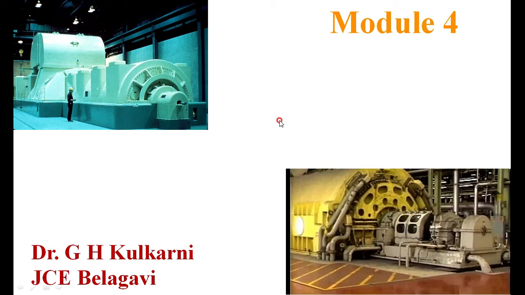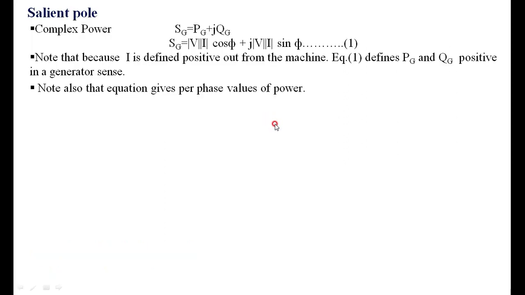In this session, we'll derive the power angle equation for the salient pole type of machine. We know that the complex power is comprised of active and reactive power, represented by Sg, that is equal to Pg plus jQg, where Pg is the active power, whereas Qg is the reactive power. Sg is the total complex power.